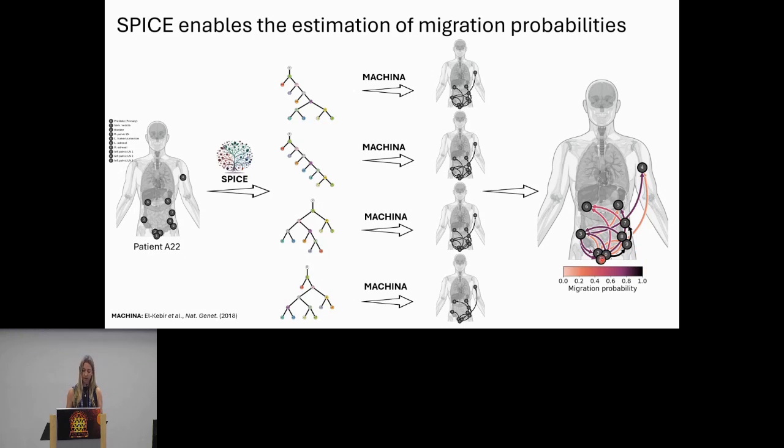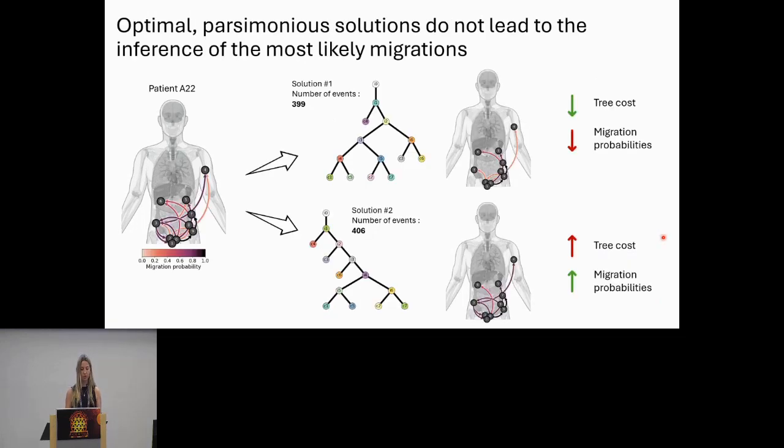So here, the light-colored arrows denote migrations that have a low probability, whilst the dark-colored arrows are migrations that we're highly confident in. And this is important because we can look at the solutions that are responsible for the migrations we observe. So at the top here, we have a solution which has 399 events, and this is the optimal solution that we obtain. So it has the minimum tree cost.